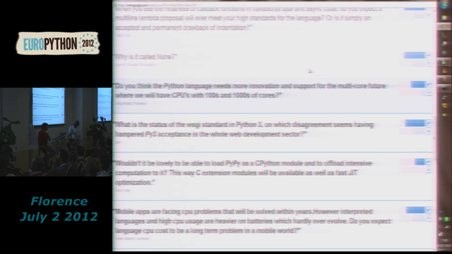Do you think the Python language needs more innovation and support for the multi-core future, where we will have CPUs with hundreds and thousands of cores? Well, I expect by the time you have thousands of cores that the shared memory model is not going to work all that well anyway. It's a very interesting question. I tried to allude to that during my keynote this morning as well, although I was a little pressed for time at that point during the talk.